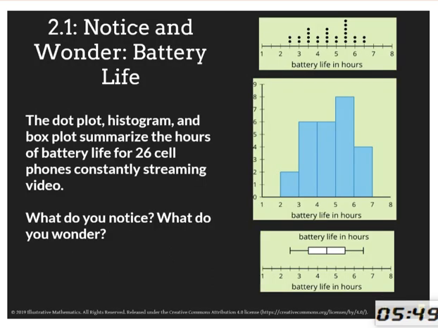All right. So notice and wonder, battery life. So if you haven't done a notice and wonder activity before, here's what it entails, right? So when you're noticing something, you're looking at it and you're making an observation that you think is important about it. Okay, so that's what a notice is. A wonder is just a question, right? So based on these things that I think are important about the things I'm looking at, in our case, they're going to be different statistical representations.